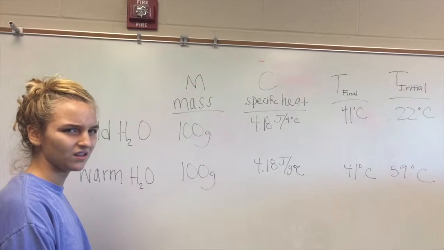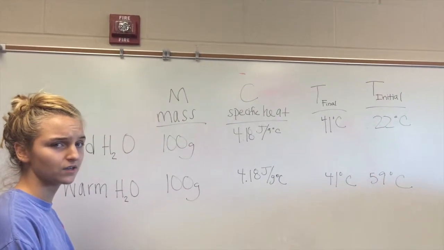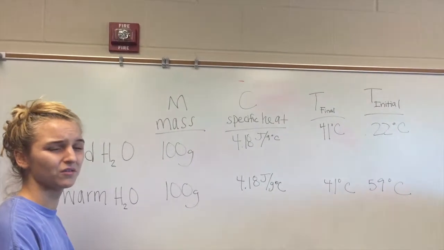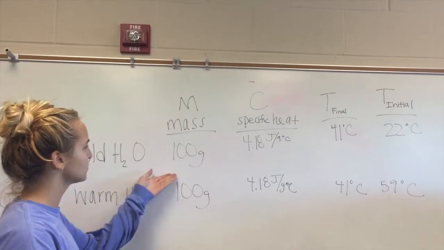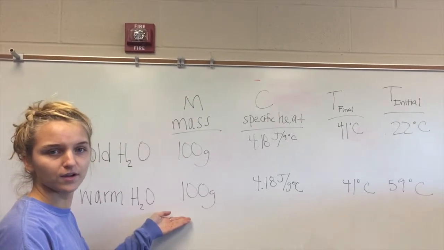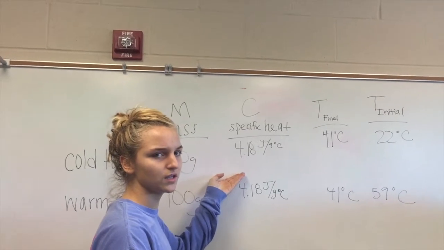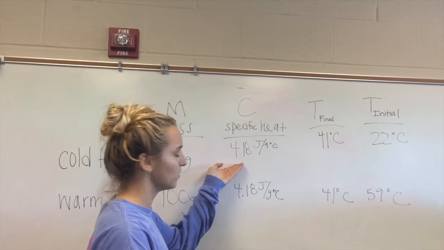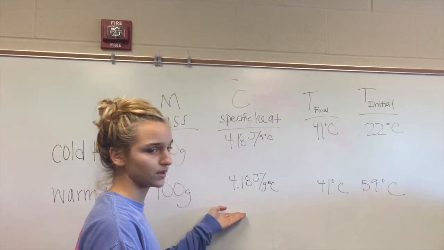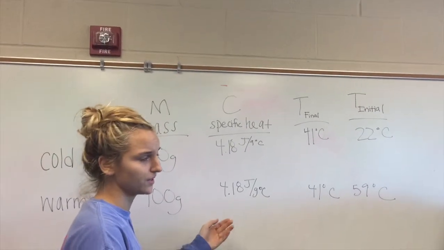So, as you can see, this is a lot of information. It's hard to take it all in, but we just got to roll with it. So first, the mass of both of them, as I said, was 100 grams of water. The specific heat does not change in the liquid state, so it's both 4.18 joules per gram degrees Celsius. That's a given. We didn't have to calculate it.